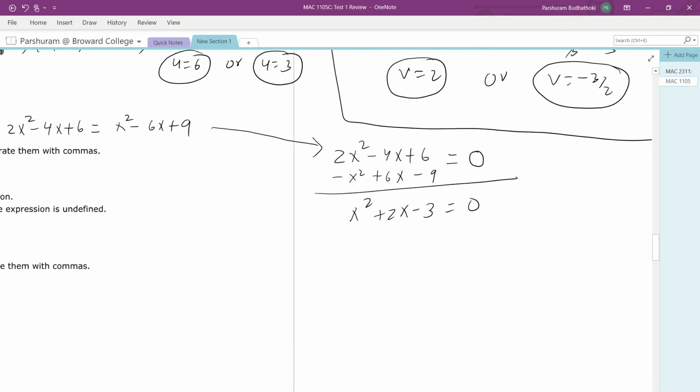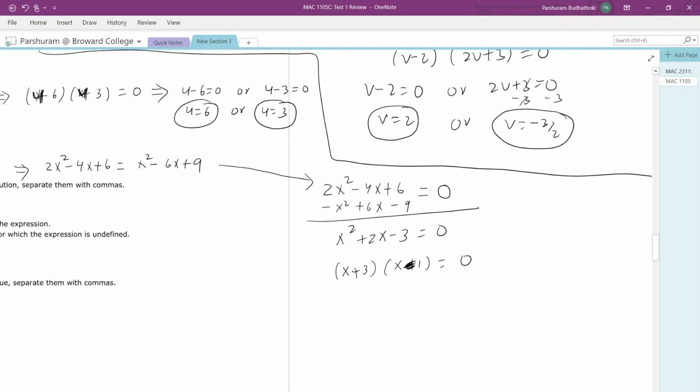And now I can find the factors of this, which are x minus 3 and x plus 1. So if you multiply negative 3 and positive 1, it gives me negative 3. Negative 3 plus 1. Okay, so I need positive 3 and negative 1, because positive 3 and minus 1 gives me positive 2. Positive 3 times negative 1 gives me negative 3.